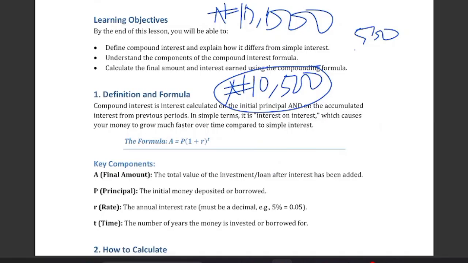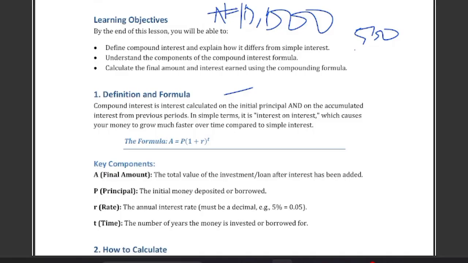So the formula of compound interest. Compound interest is interest calculated on initial deposit. Okay, the formula is this. Now, I want to show something. We can do it in two ways. We can make use of the formula, and we can do it manually. I'm going to display the two for you.